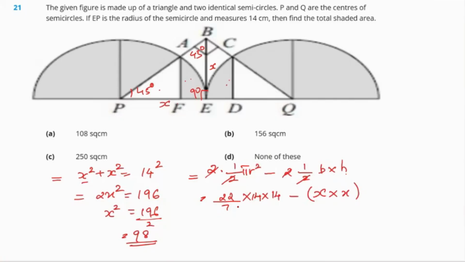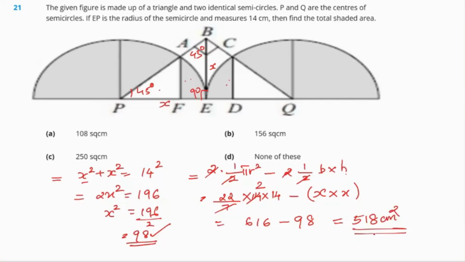So that is x square. The 2 times will get cancelled off. So here we will get x into x square. X into x will become what? X square. And the value of x square we get here is 98. We can substitute this value. 22 into 2 into 14, it is 616, minus x into x, x square. The value of x square is 98 only. So 616 minus 98, which is equal to 518 centimeter square is our area.